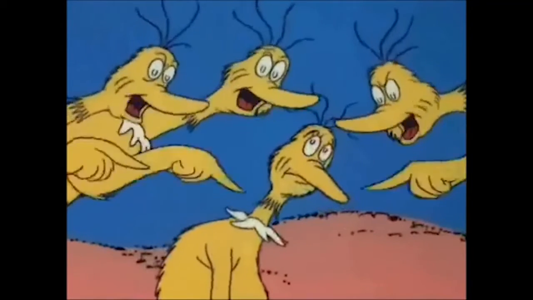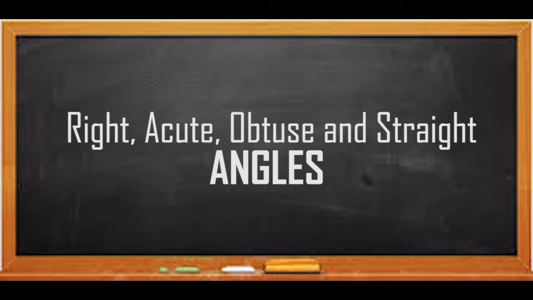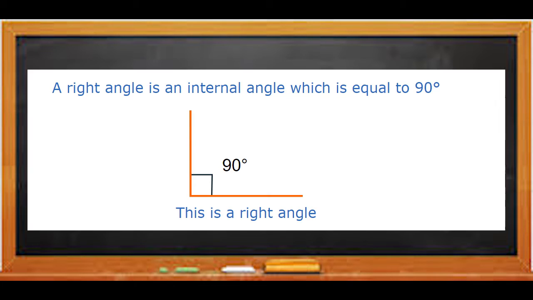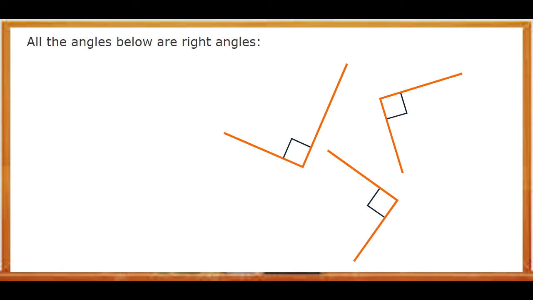They're angles you create. Our lesson today will be dealing with right, acute, obtuse, and straight angles. A right angle is an internal angle which is equal to 90 degrees. The example you see on the board, that is a right angle. All the angles below are right angles. Regardless of how their positions are, their internal angle is 90 degrees.